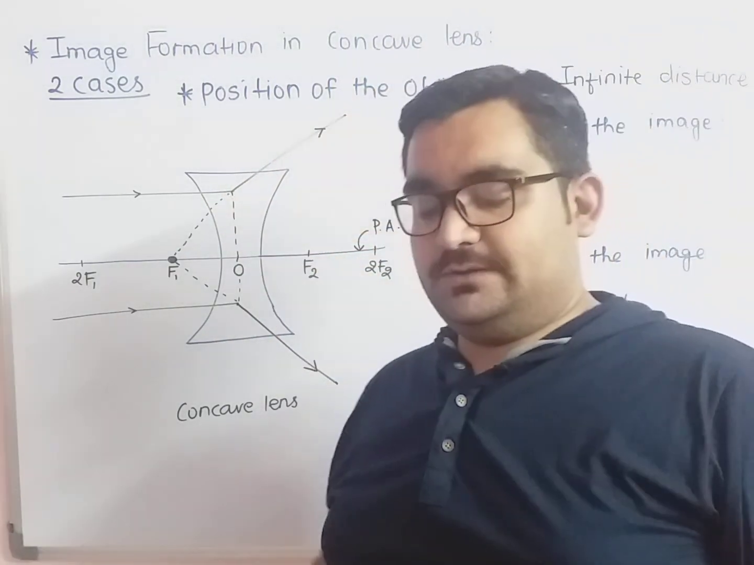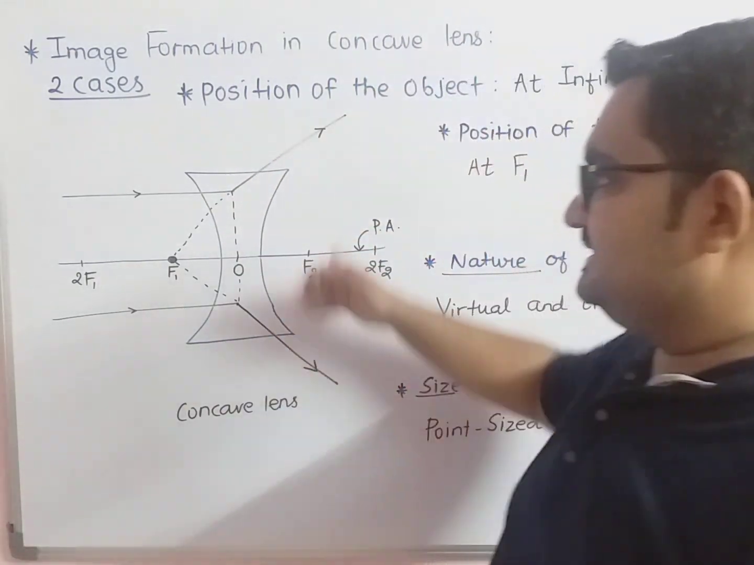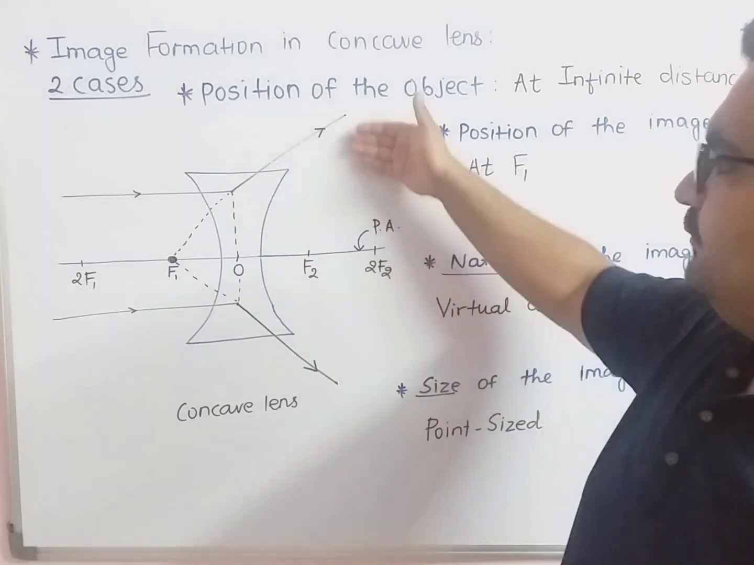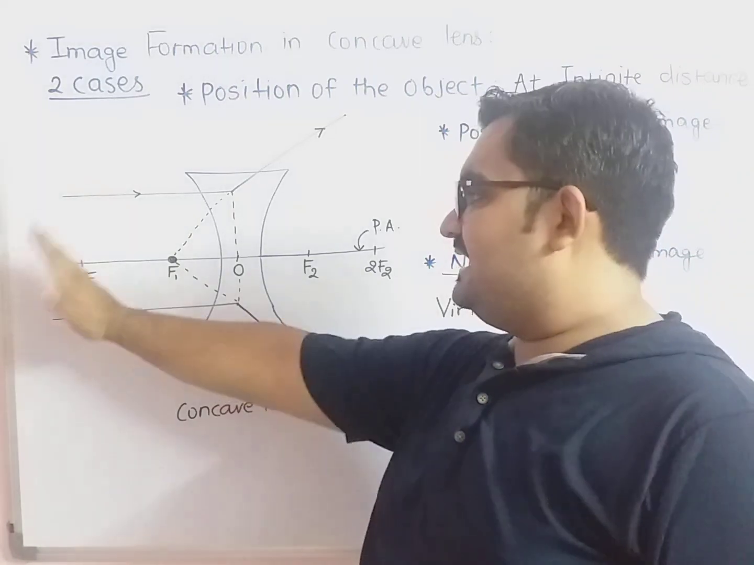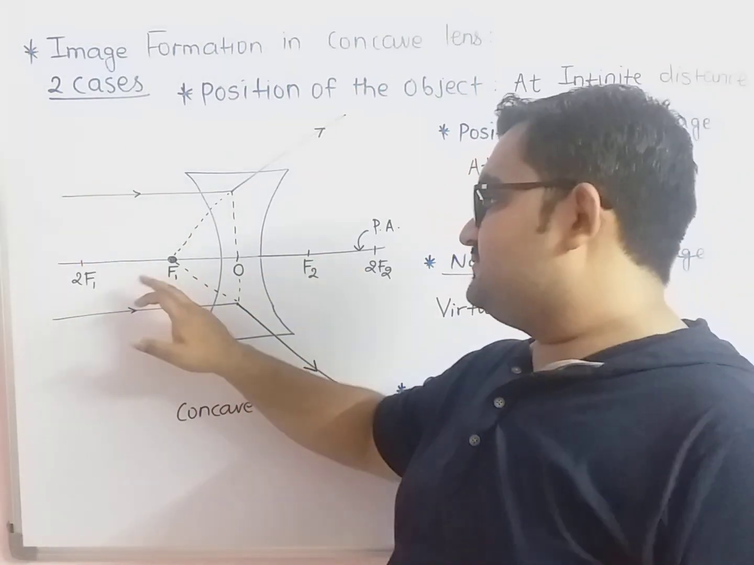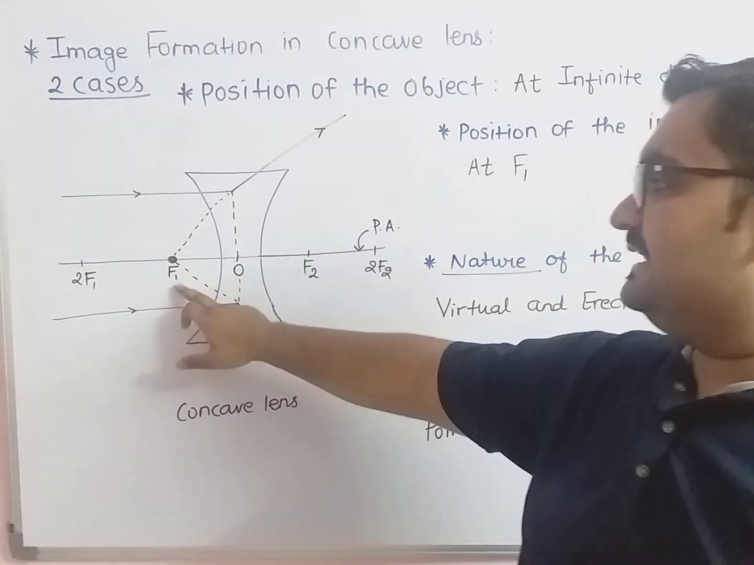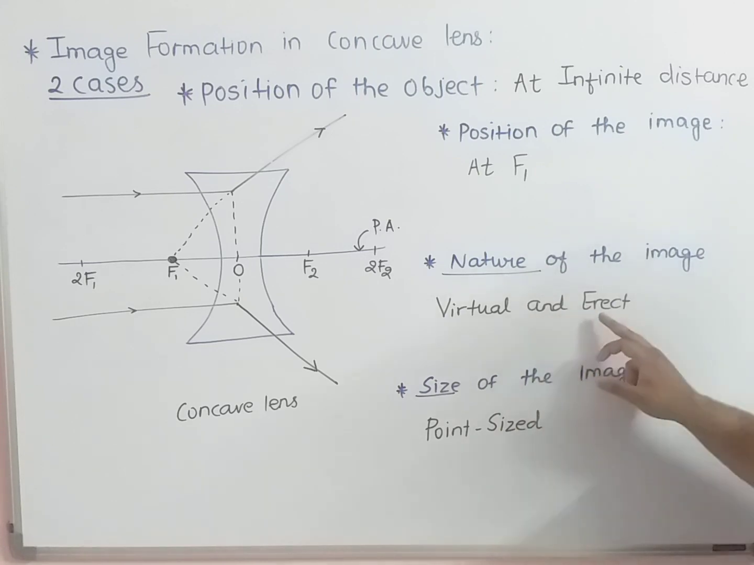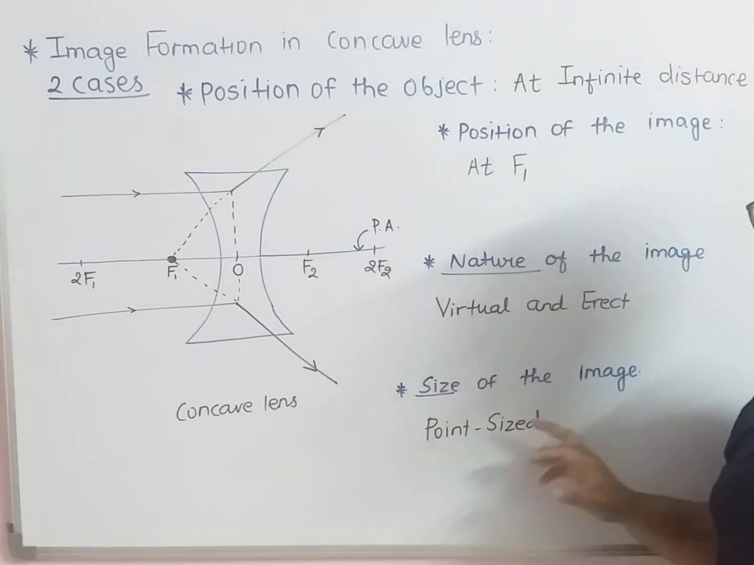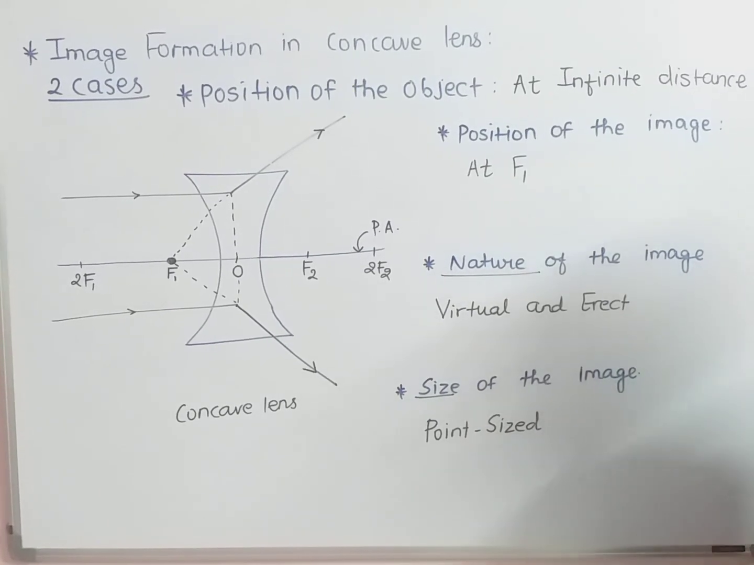Okay, so this is the first case, when the position of the object is at infinite distance. The rays become parallel to the principal axis. After refraction, both rays are diverged. So if we extend them on the same side as the incident ray, they meet at F1. So what is the position of the image? It is at F1. Now what is the nature of the image? It is virtual and erect. And what is the size of the image? It is point sized.